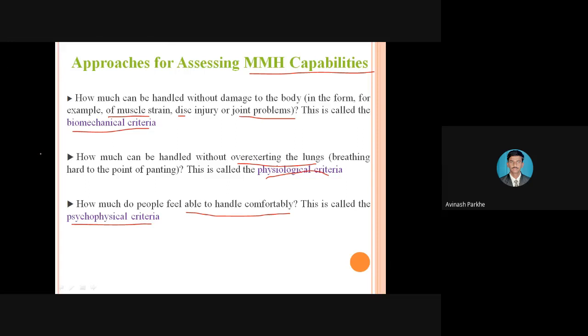Wherever the operators are handling the heavy duty, medium duty, or light duty components, in such conditions only these three approaches are to be considered, which are called biochemical, physiological, and psychological. So this is about the different types of approaches which we have to consider wherever the operators are handling the various types of equipments or the various types of jobs.